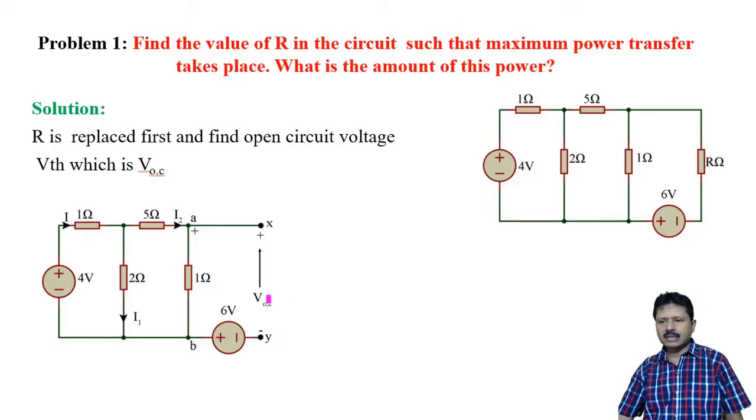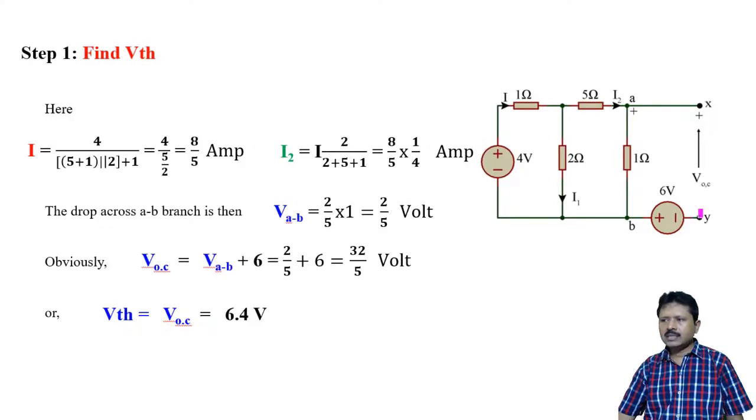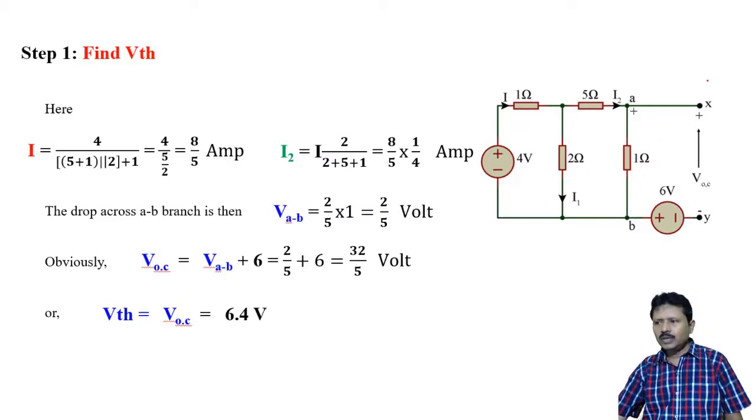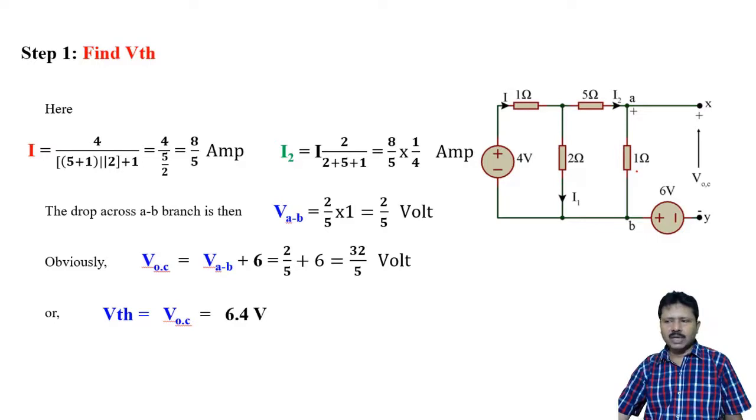How can we find VTH? We may use several ways to calculate VTH. I am using one way here. VTH is the potential at point X with respect to the potential at point Y. This X point is point A, so it is the potential at point A with respect to point Y. This is the combination of the potential across this 1 ohm resistance and the 6 volt source. So we have to find the potential across this 1 ohm resistance. To do that, we need to find the current through the 1 ohm resistance, for which we will use the shunt formula.